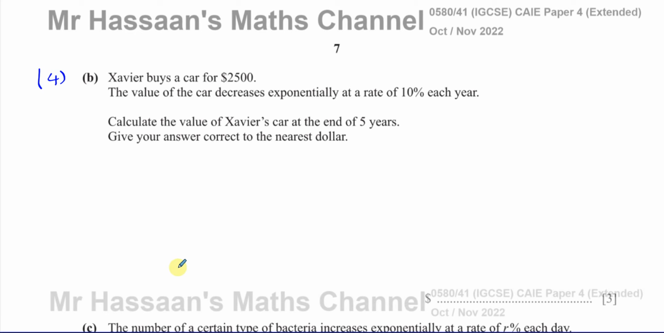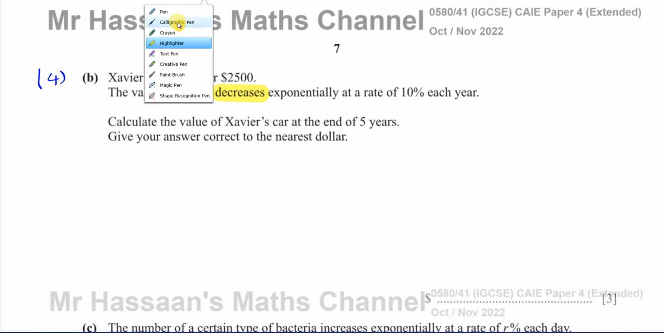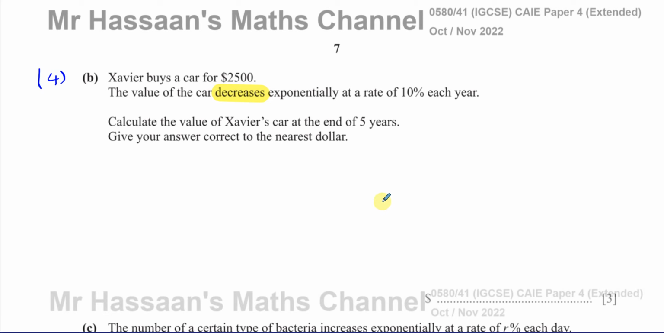It says Xavier buys a car for $2,500. The value of the car decreases, so be very careful when you're reading this question, decreases exponentially at a rate of 10% per year. Calculate the value of Xavier's car at the end of 5 years. So we got here exponential decrease.